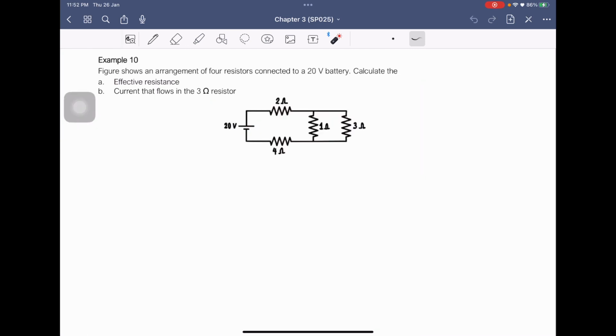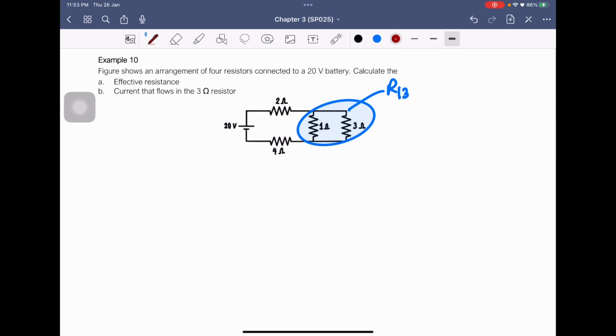Example number 10. The figure shows an arrangement of 4 resistors connected to a 20 volt battery. So we have to calculate the effective resistance and the current that flows in the 3 ohm resistor here. Okay, so for the effective resistance, firstly we are gonna simplify these 2 resistors here. So I'll label this as R13. Okay, so bear with me on how I'm writing because I've hurt my thumb. So I am actually writing with a painful thumb.